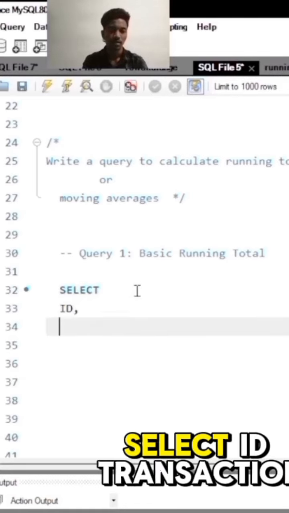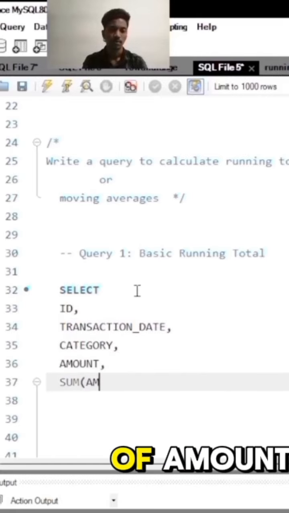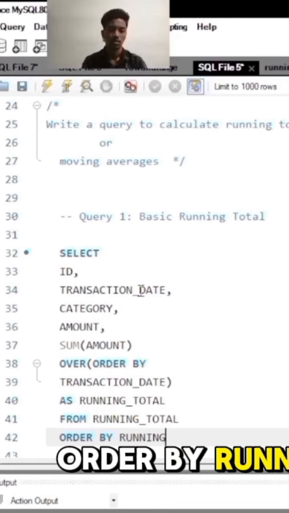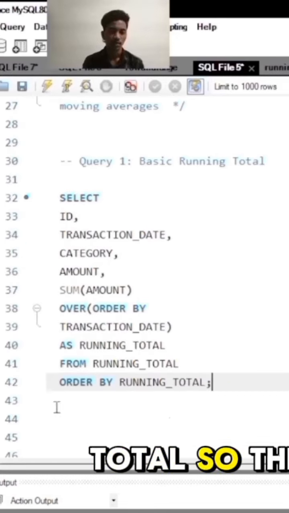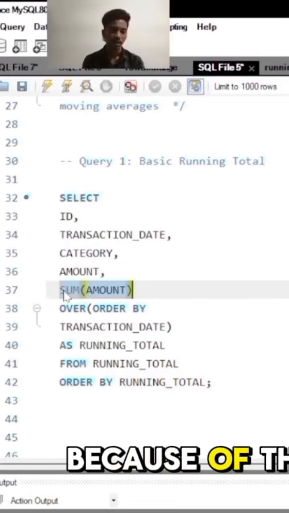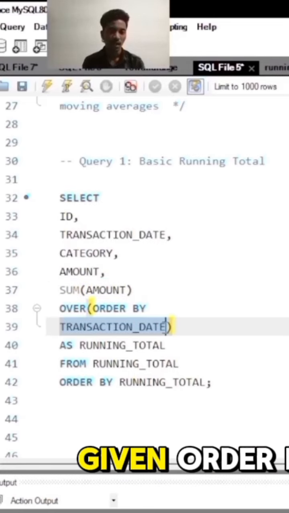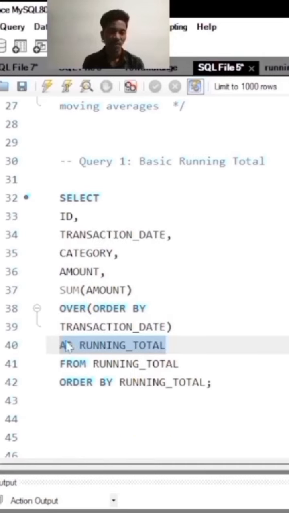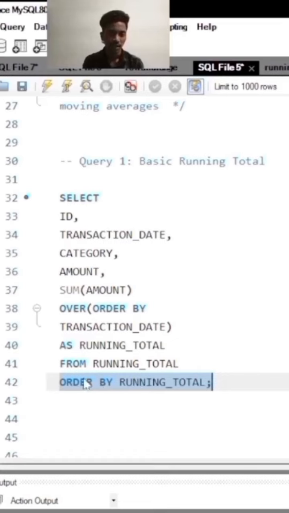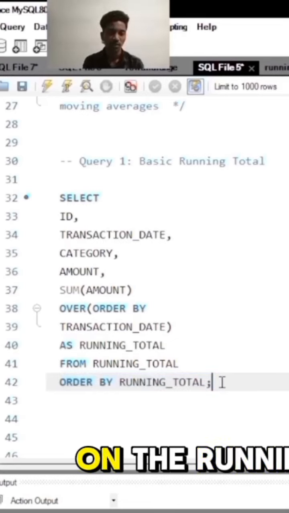Select ID, transaction date, comma, sum of amount, order by running total. So this is the query. Since we are going to find running total, because of that here I have taken an aggregate function. Here I have given order by transaction date. After that, here I have given rows for the window function. Here also I have used order by running total. It will show you the result based on the running total.